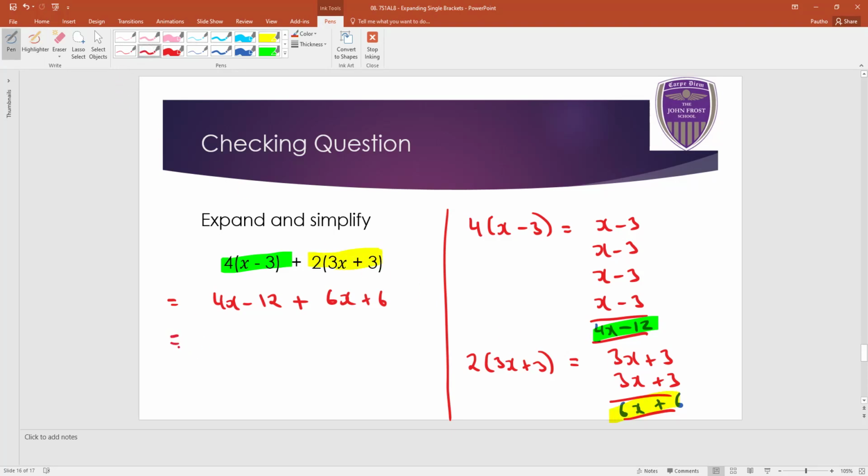Again, you've done a lot of work on combining like terms in a previous lesson. So we can see that I've got 4x. Are there any more x's? Yes, here. 4x add 6x. Well, that's 10x. 4 add 6 is 10. And then the pure numbers, shall I do them in green? Yep, I think so. So I've got minus 12 plus 6. Negative 12 add 6 is negative 6. So I'm done. The answer in the end is 10x take away 6. And with that, we're done. Nice one.